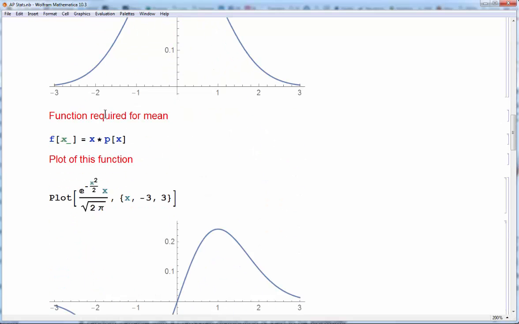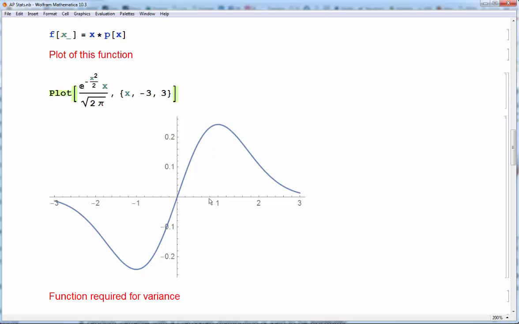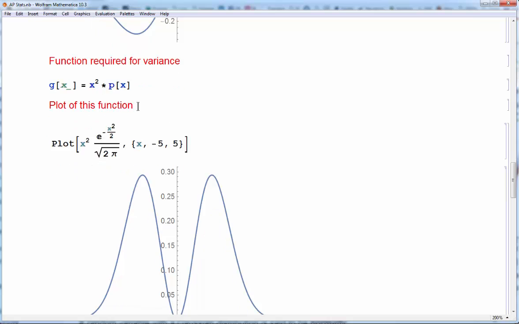Then next we plot the function which is required for the mean. We have to multiply the density by x and then plot the resulting function. Here is the plot of that function, and we can see that this area is above the x-axis, this area is below the x-axis, and by symmetry they exactly cancel out. The area to the right is the area to the left with a negative sign, so the total is equal to 0. And then here's the function required for variance.